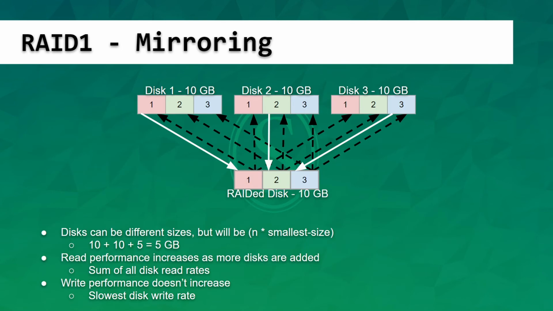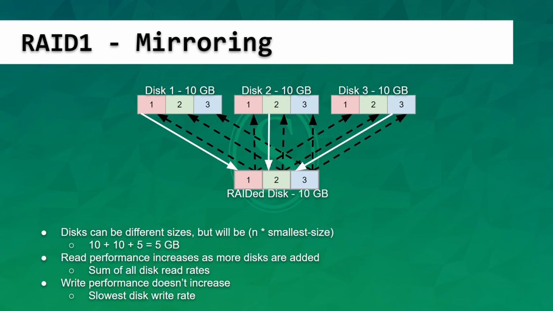In the same way as RAID 0, and we'll see other disks, you'll be able to have more than 2 disks or more than the minimum of disks. In this case, here's an example with 3 disks. This can also have different size disks. So if we use the previous example of 10, 10, and 5, it will always be n times the smallest size though.